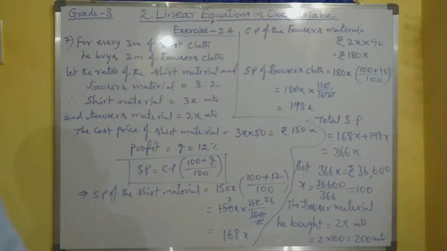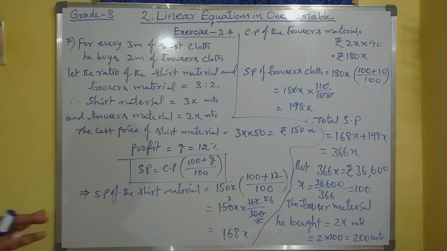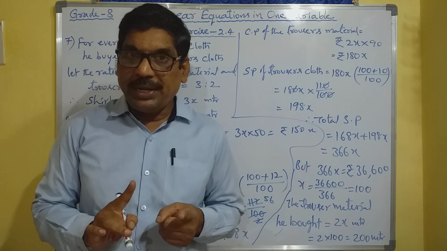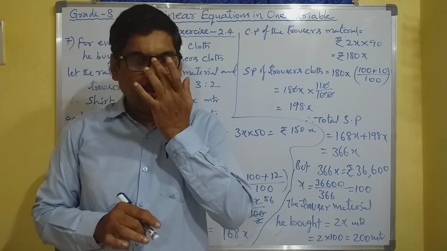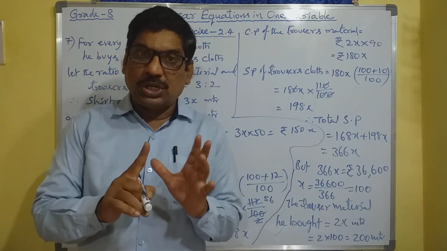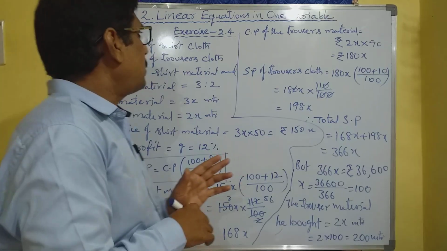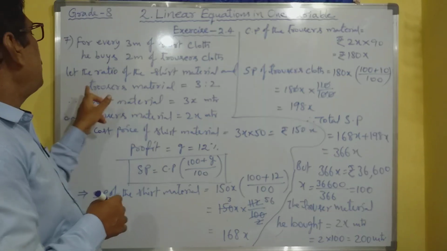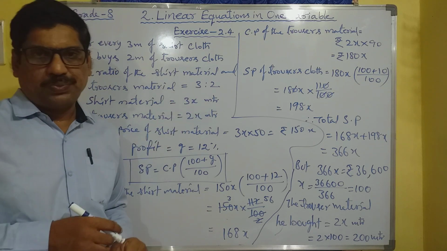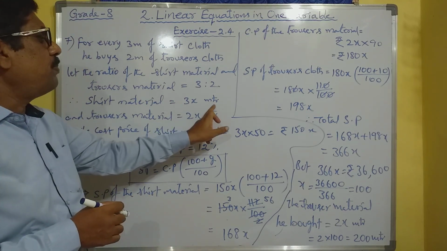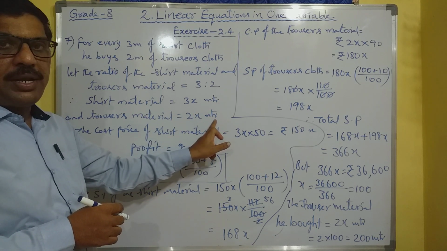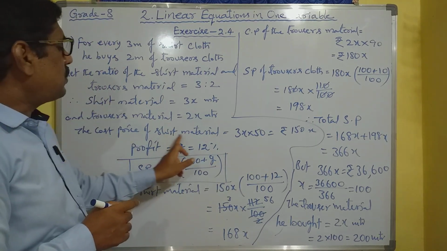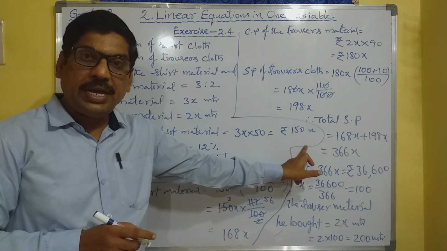Okay. Now let us go through the problem once again. Here Hassan buys shirt material and trouser material. Whenever he buys 3 meters of shirt material, he buys 2 meters of trouser material also. That's why we have taken the ratio of shirt material to trouser material as 3:2. That means 3x meters of shirt material and 2x meters of trouser material. He has given the shirt material cost as 50 rupees per meter. Therefore, the cost of shirt material is 3x into 50, that is 150x rupees.